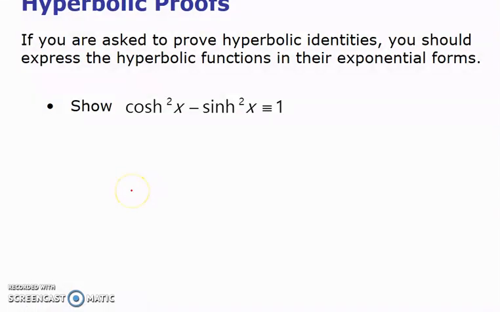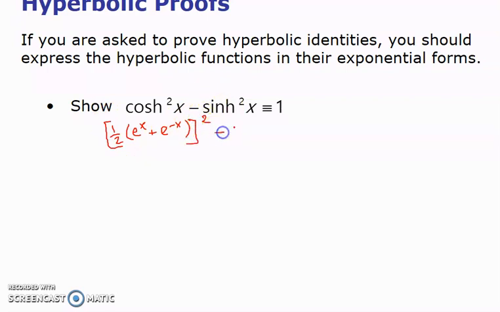Now, alright, so he wants me to prove cosh squared minus sinh squared. I suppose what I'm going to have to do is to look at what cosh is. And cosh is a half e to the x plus e to the minus x. And I'm going to have to square that.